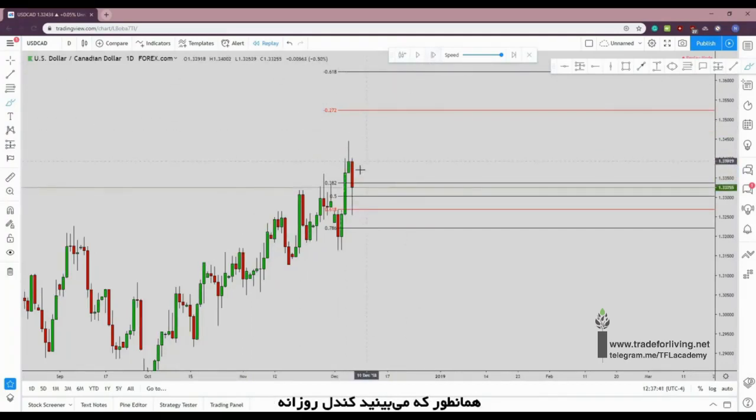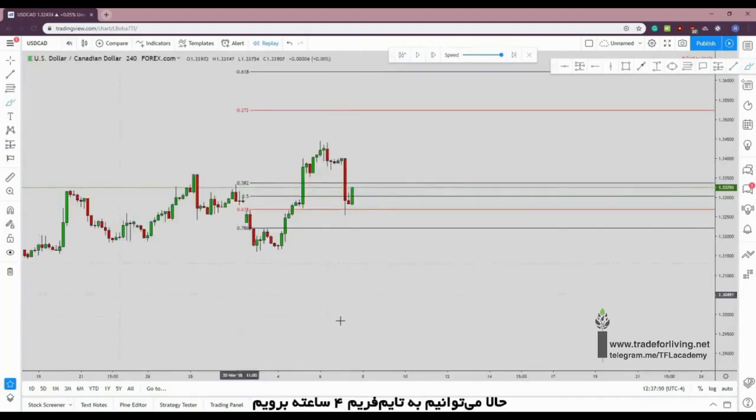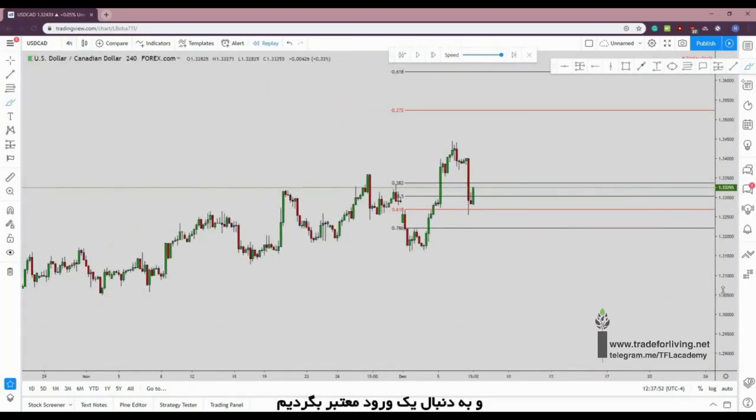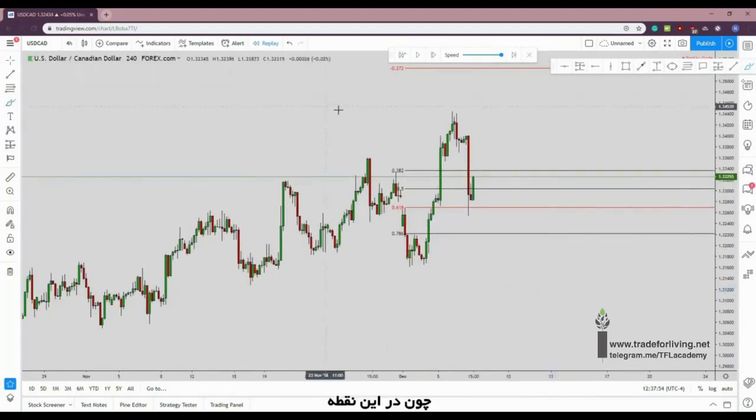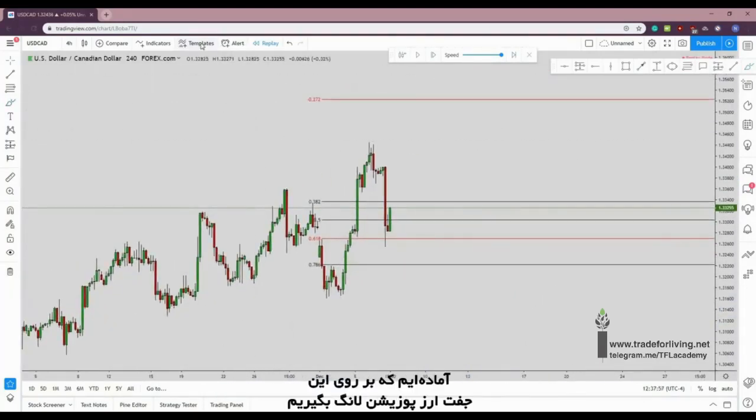So as you can see, the next candle taps much more than the 382. It goes all the way down to the 61.8. At this point, we can go on the 4-hour time frame and we can look for a valid entry, because at this point we are ready to long this pair.